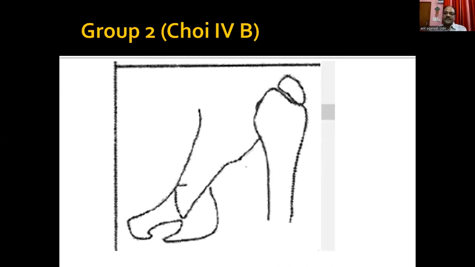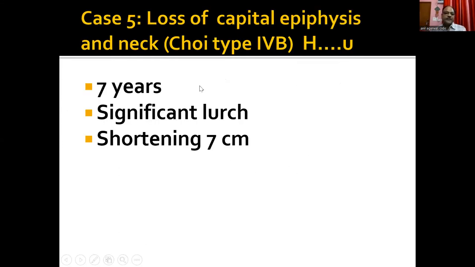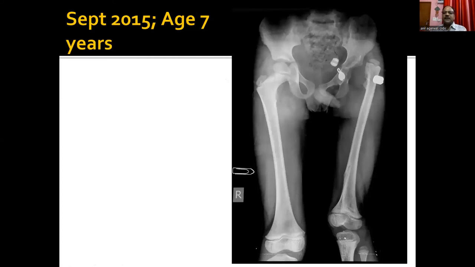We take up the last case, which is considered the most difficult of all the situations, that is the CHOI 4 type B. There is no head or neck in this particular case. To give you an example, this is a 7-year-old child presenting with a significant lurch and shortening of 7 cm. And this is the radiograph of this particular child. You can appreciate there is no head or neck. The acetabulum is totally shallow and the trochanter is high.